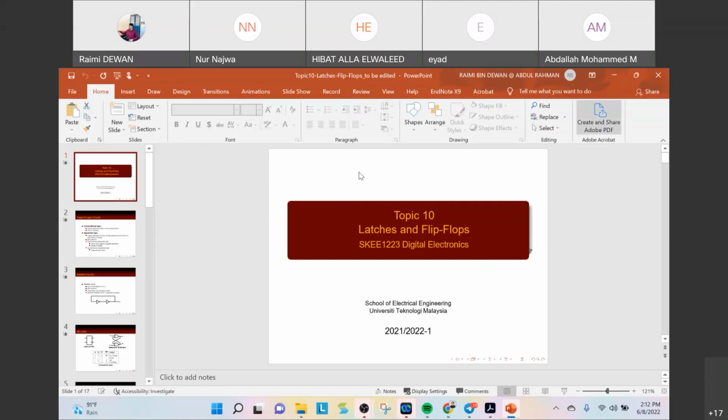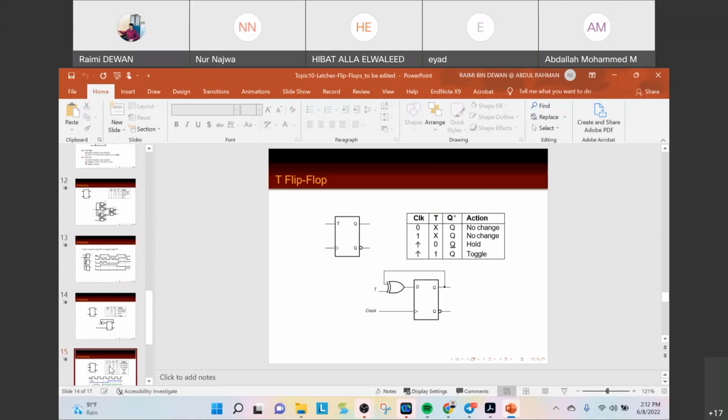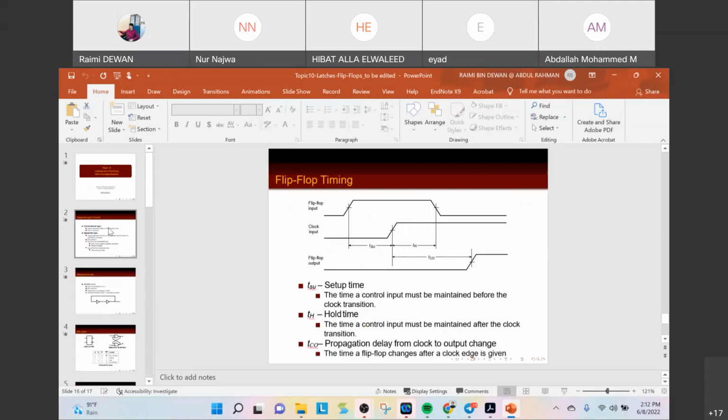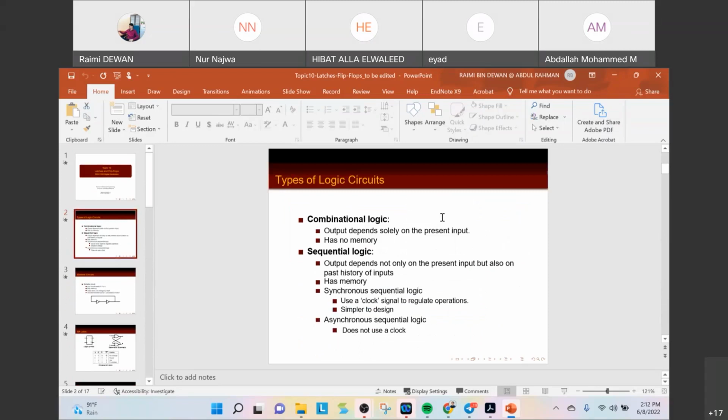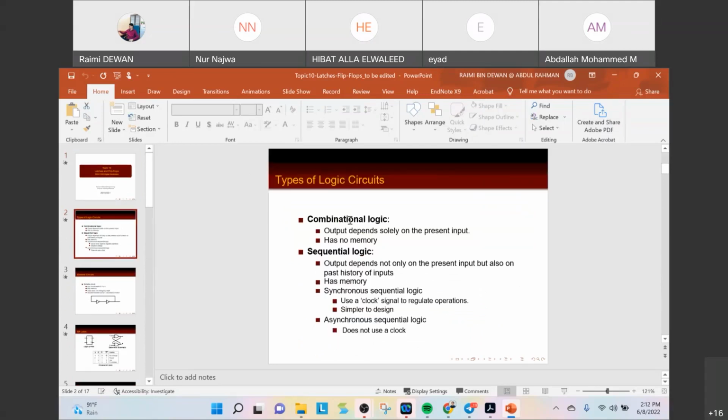Okay, if you see the slide here, it is more or less just photos. Okay, so the details, of course, the wording you can find in the module or internet sources. Okay, no problem. Okay, now we go to latches and flip-flops. For those that have the module, you can go to page 131.